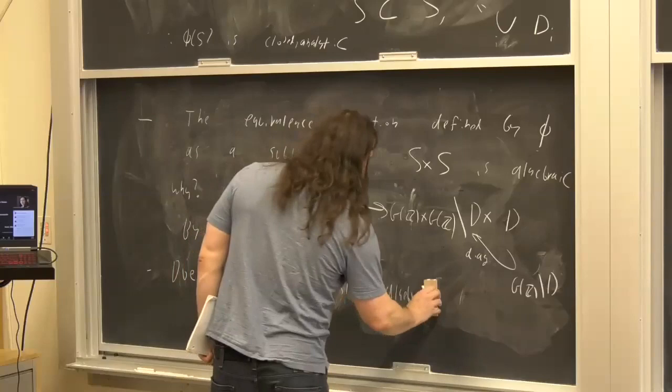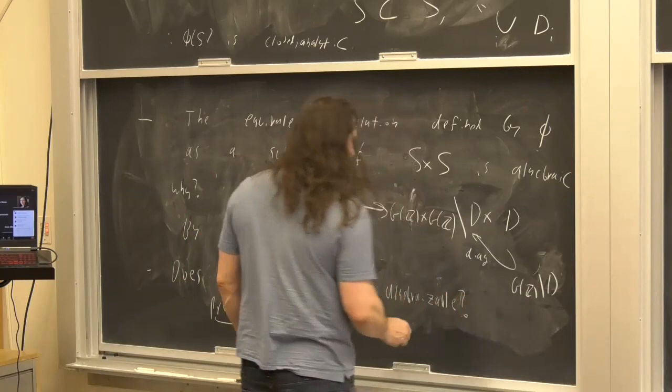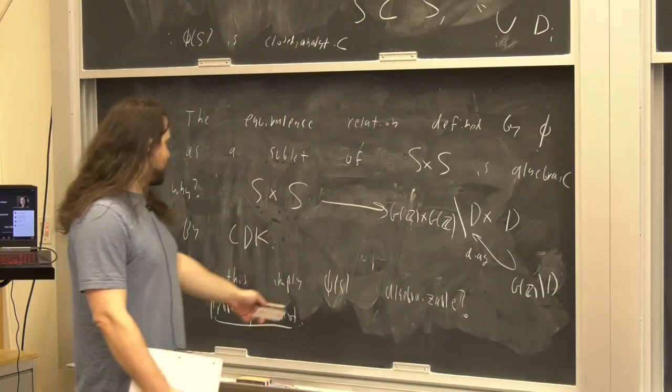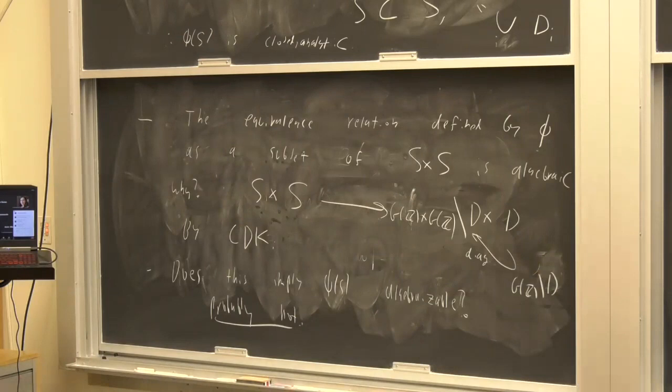So you can ask, is it algebraizable, for example? Is there any algebraic structure on it, and you would want the map from S to it to be an algebraic map. But even this question, does it imply it's algebraizable, is not clear. But that's a great question. What does this mean? So let's talk about it.